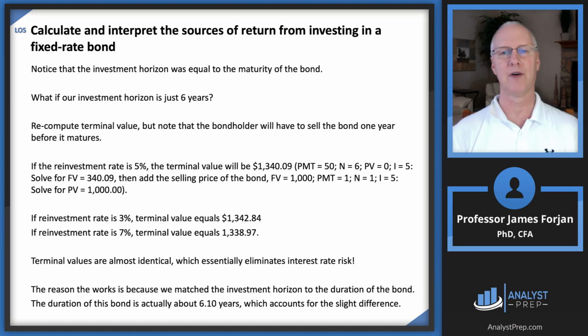All right, hold off on that thought. Let's go to the next slide. Notice that in that example, the investment horizon was exactly equal to the maturity date of the bond. We call that interest rate risk. But what if our investment horizon is just 6 years? So we're going to buy a 7-year bond to finance a purchase in 6 years. Now let's go ahead and recompute terminal values, but note that the bondholder will have to sell the bond 1 year before it matures.